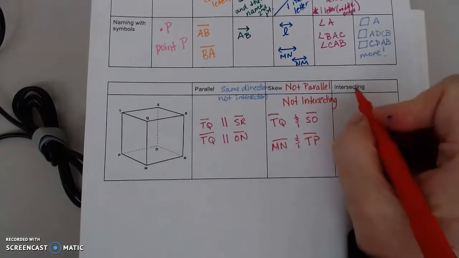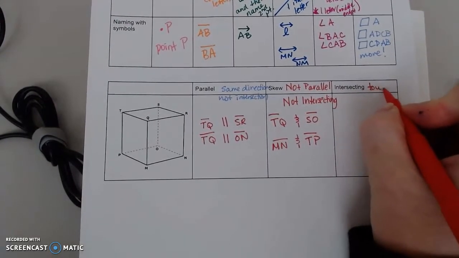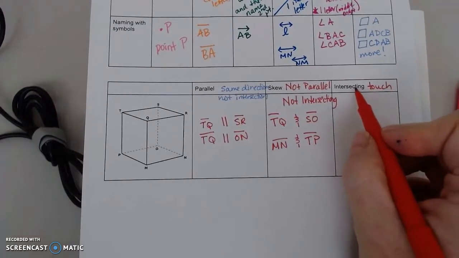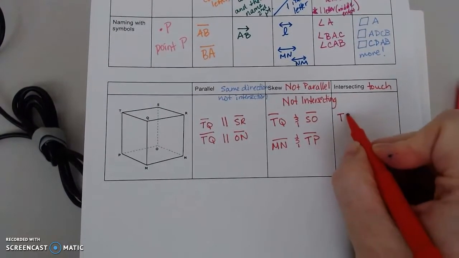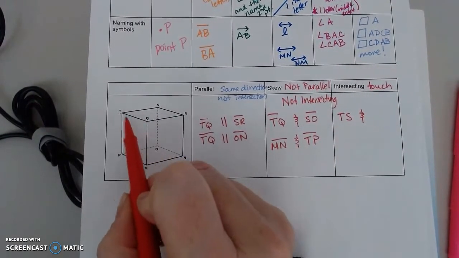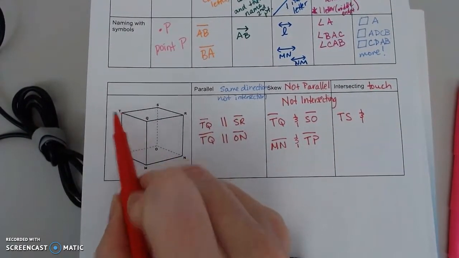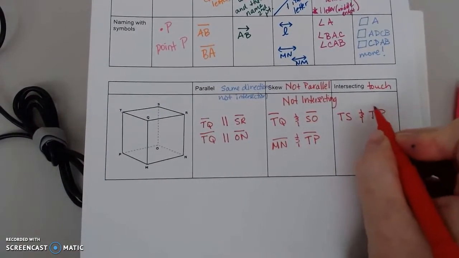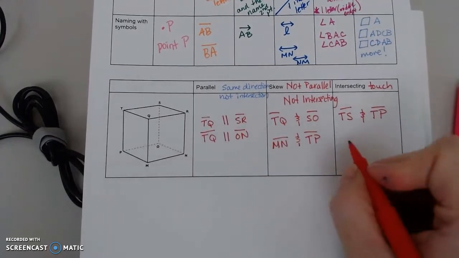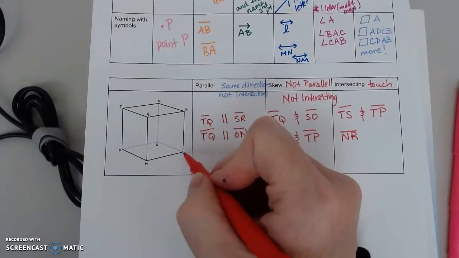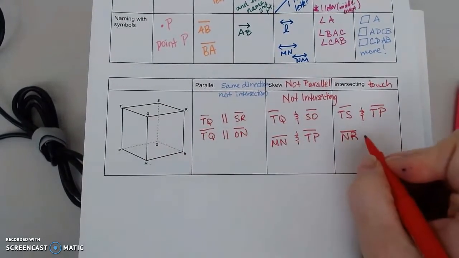All right, intersecting means to touch. They cross. So there is no symbol for intersecting either. So TS, well, that touches a couple. It touches TQ, TP. Notice they're going to have the same letter when they intersect. So N, let's do NR. So NR intersects with NO and NM. I'll just pick NO.